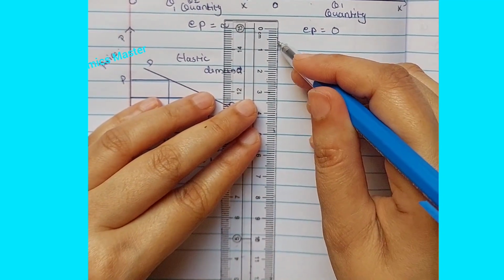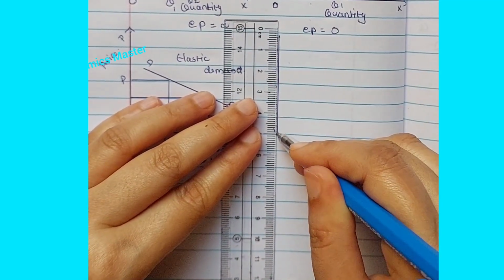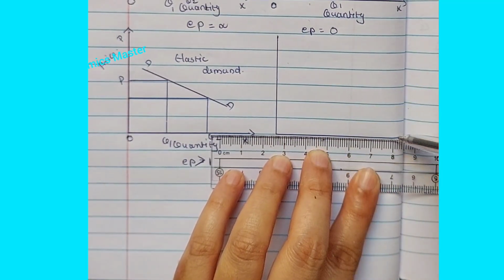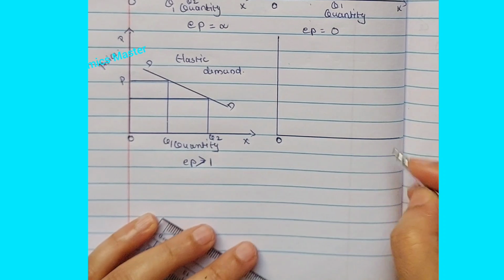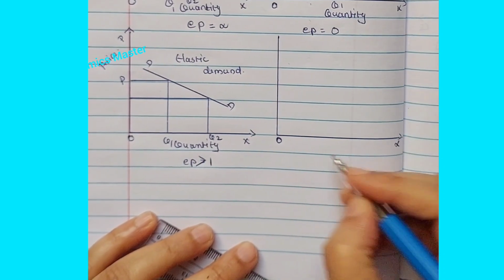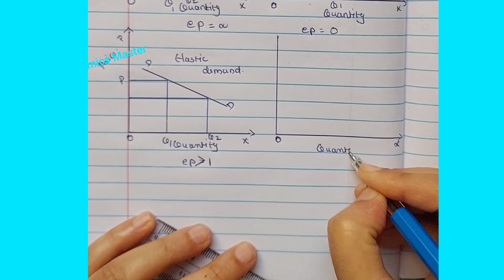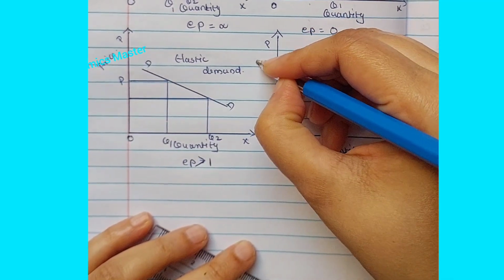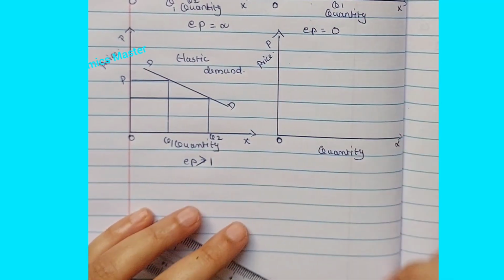Fourth one is inelastic demand. Percentage change in quantity demanded is less than percentage change in its price. So the demand is said to be inelastic.